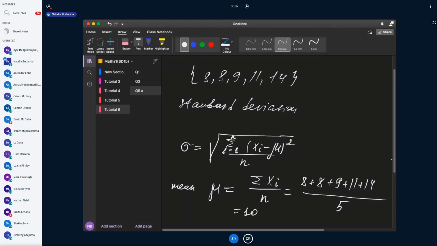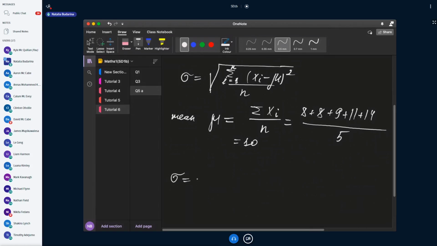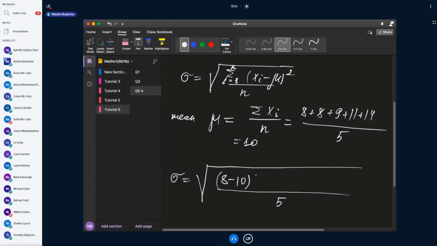Now, to find the standard deviation, we need to find the square root of this expression, with n equal to 5. So I check all elements of my data. The first element is h minus mu, h minus 10 squared, plus the second element, 9 minus 10 squared, plus the next, 11 minus 10 squared, and plus the next element, 14 minus 10 squared.